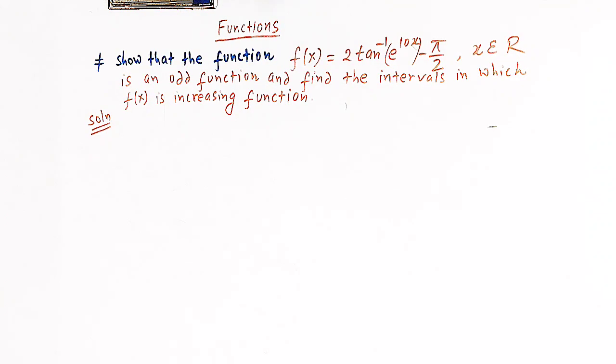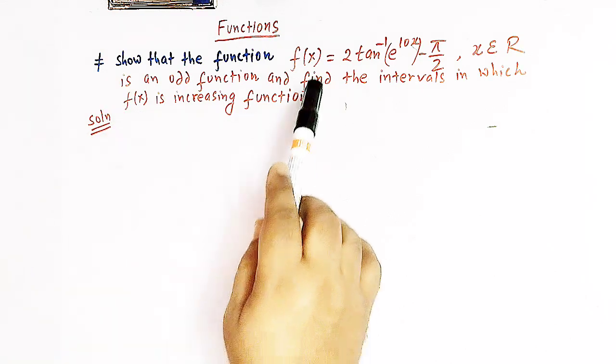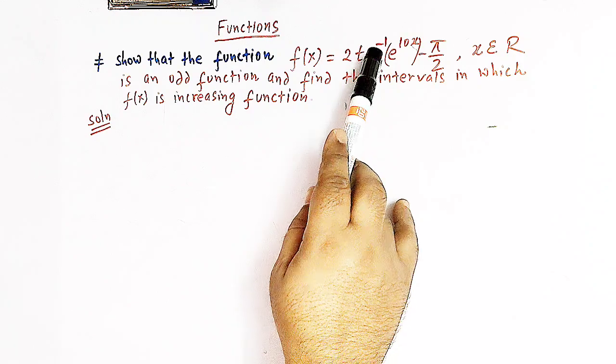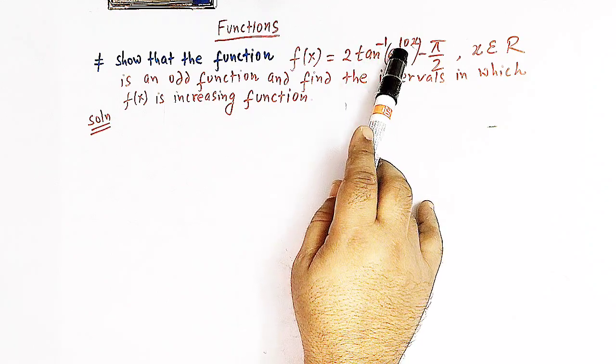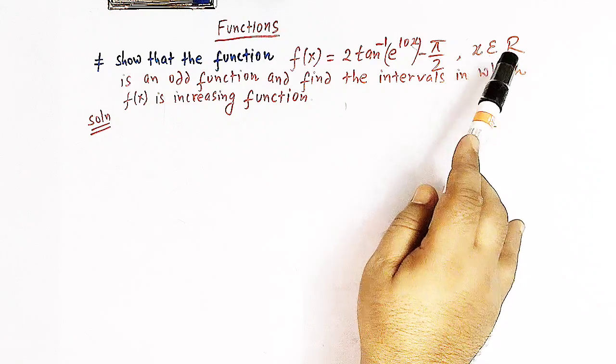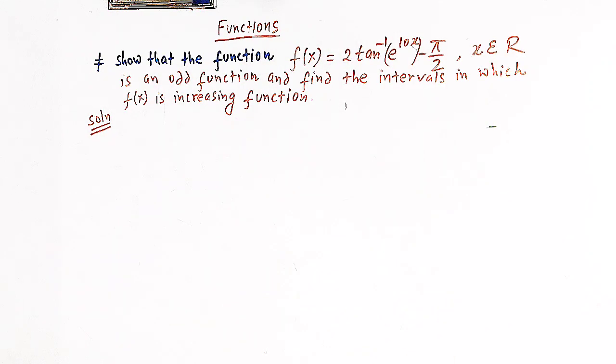Hello viewers, in today's session we are going to discuss an important problem from functions. Here we are given this problem in which we have to show that this function f of x, which is equal to 2 times tan inverse of e raised to 10x minus pi by 2, where x belongs to the set of real numbers, is an odd function.